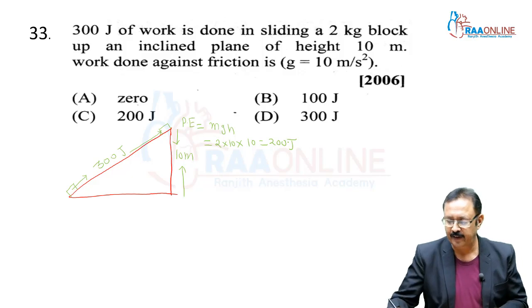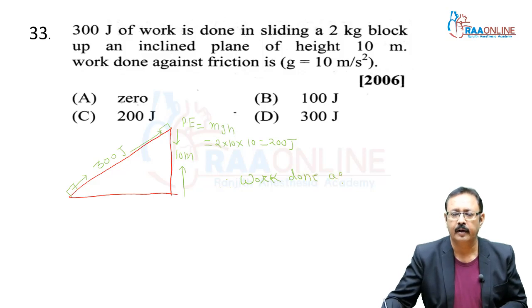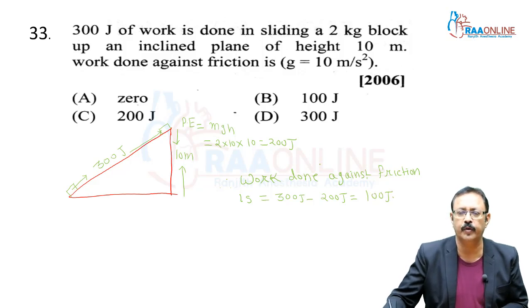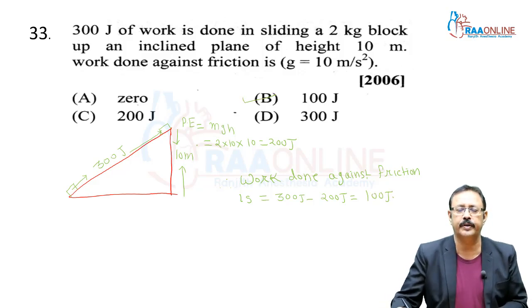So therefore, you can say work done against friction is 300 joule minus 200 joule, which equals 100 joule. So we are going with B option.